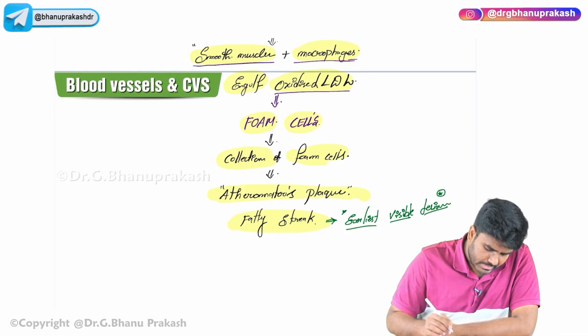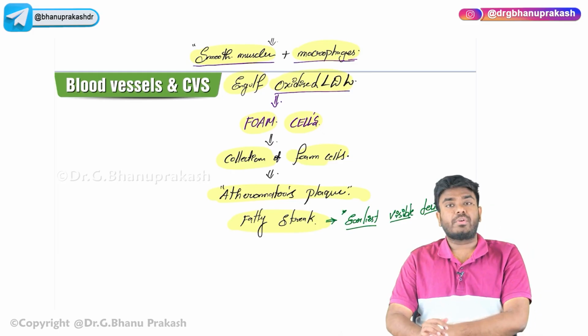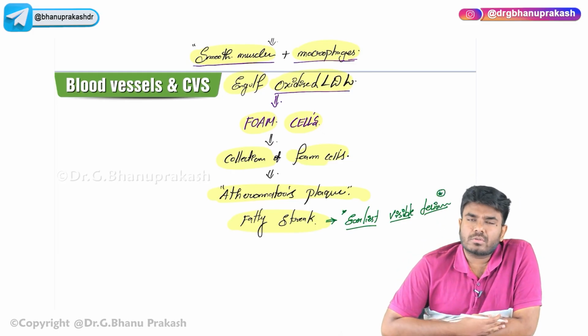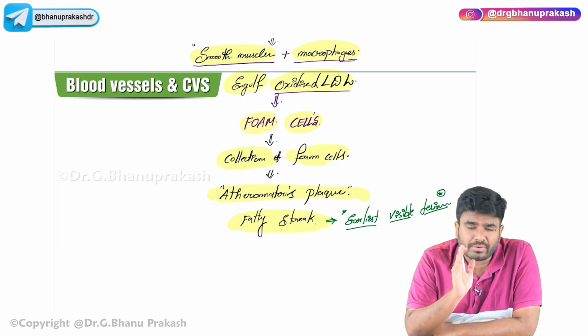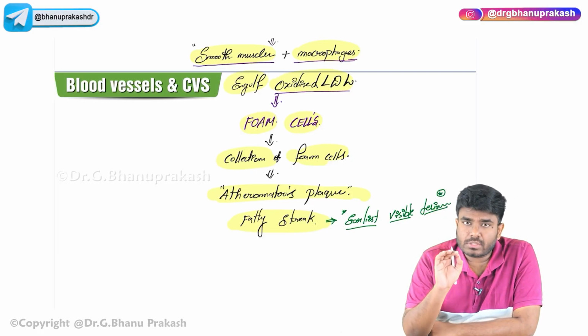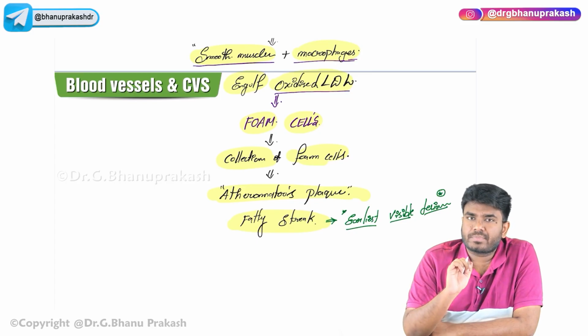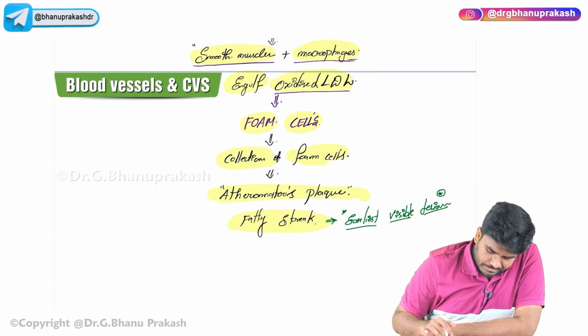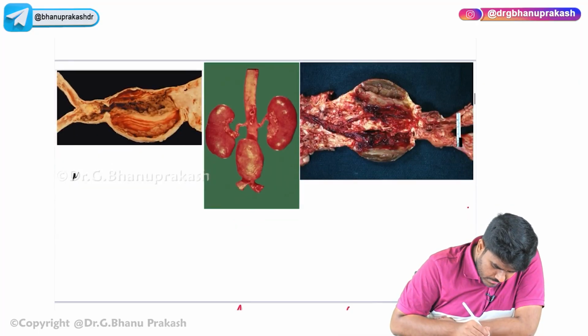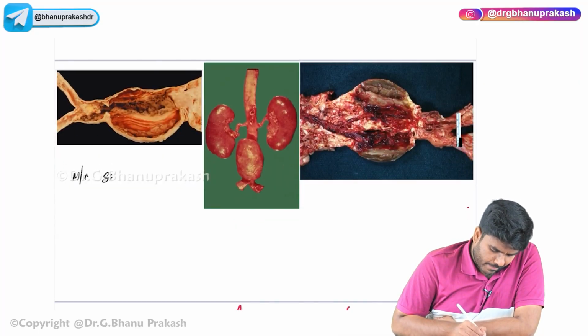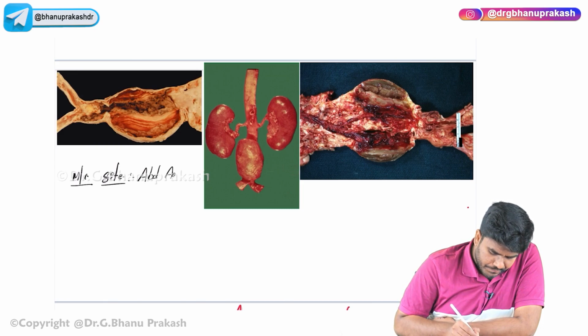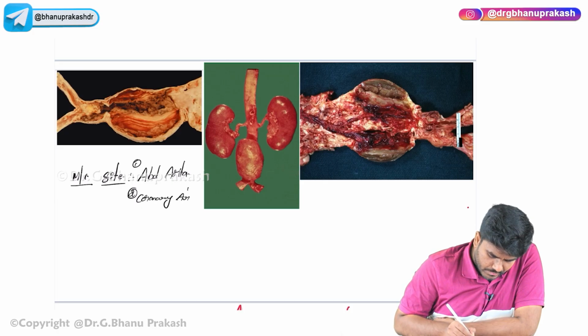of the foam cells. Now some important questions which you need to know for your exam are, what is the most common site of atherosclerosis? See, atherosclerosis is going to happen in the larger blood vessels. Most of the students will think that atherosclerosis is more common in the coronary arteries. Now the most common site of atherosclerosis is abdominal aorta. This is the number one most common site. Second most common site is coronary arteries, and the third most common site is popliteal artery.